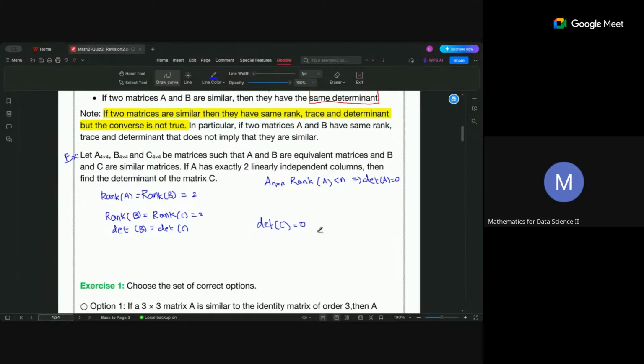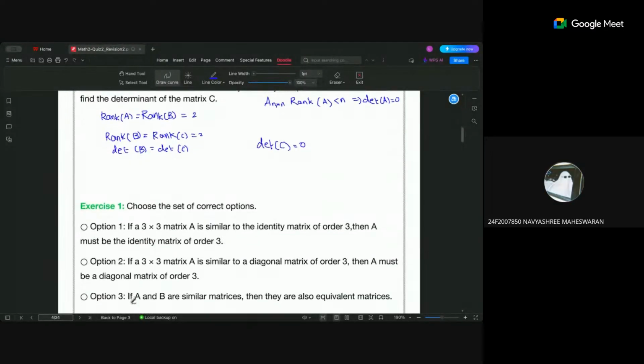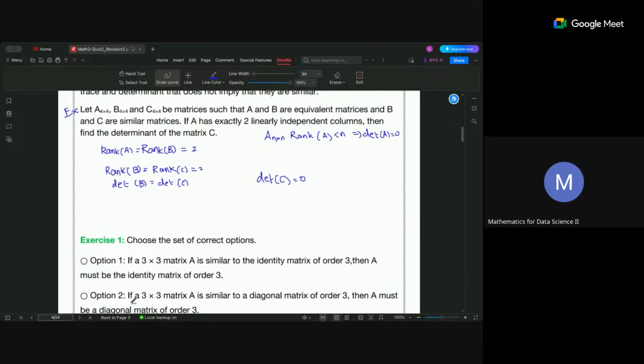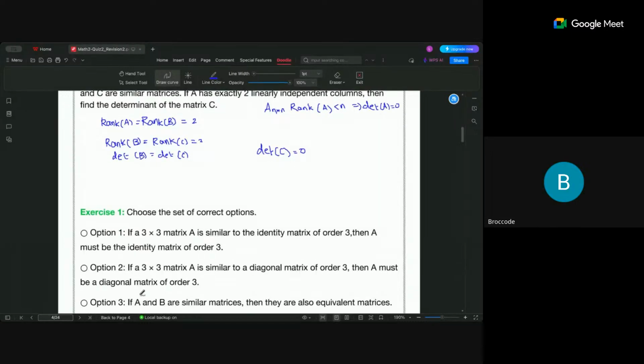Clear? Okay. Yes, ma'am. Next, where can we get this PDF? As usual in the drive folder. Where, ma'am? The drive where you usually see the other live session PDFs.